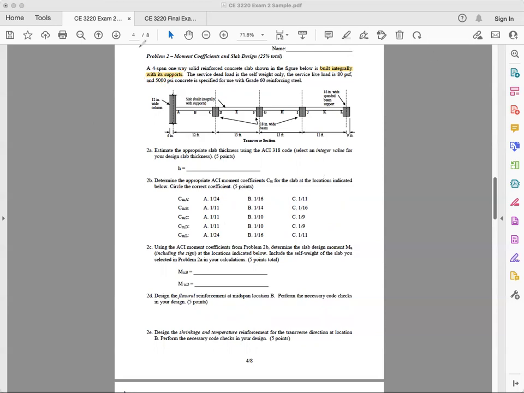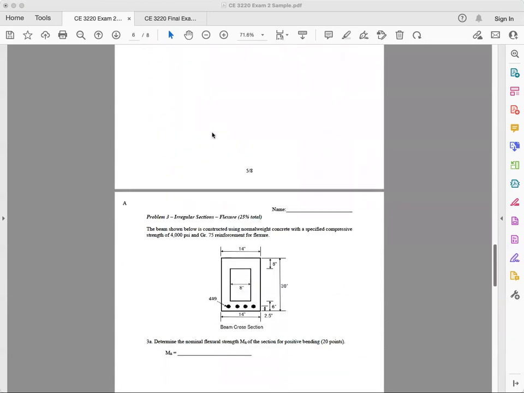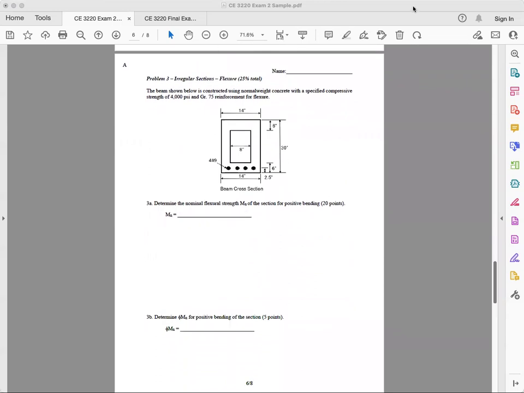Now going back, number 3, see who is that? That is the irregular section, and I can guarantee you this will not be on the exam, okay?